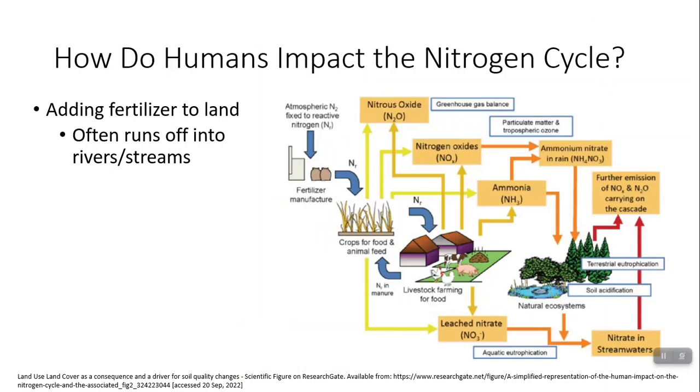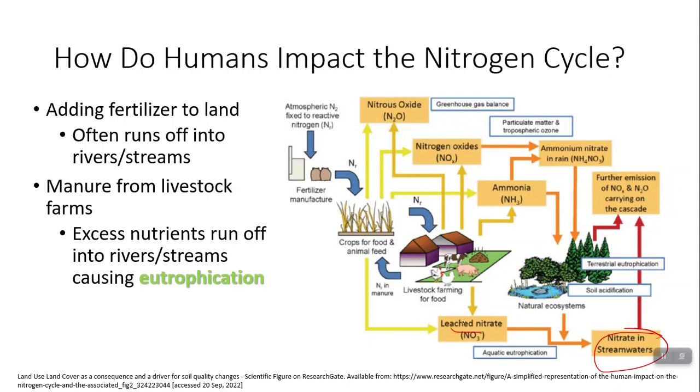So humans have an impact on the nitrogen cycle just like we do on the carbon cycle. The biggest way we do that is by adding fertilizer. When you fertilize your lawn, when farmers fertilize the soil to grow crops, a lot of that ends up not staying in the dirt. It gets washed away, and that is going to end up as runoff, which is going to end up in waterways.